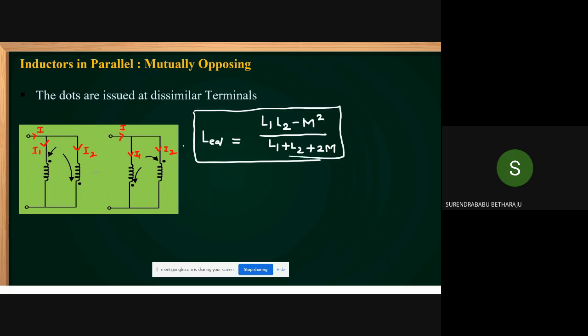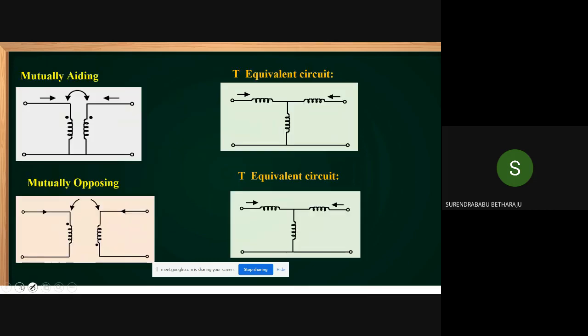Okay, this is about inductors in series and in parallel. In series connection, again two connections, aiding connection and opposing connection. In parallel connection, again two connections, aiding connection and opposing connection. Clear? The next one more topic. This is also very important.